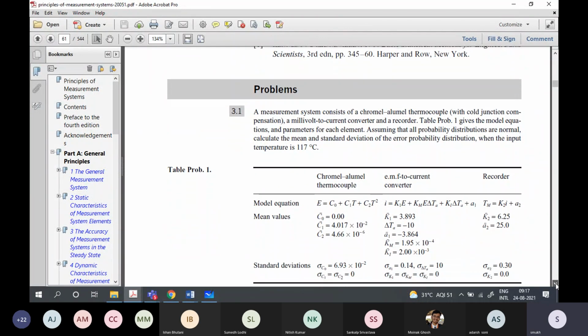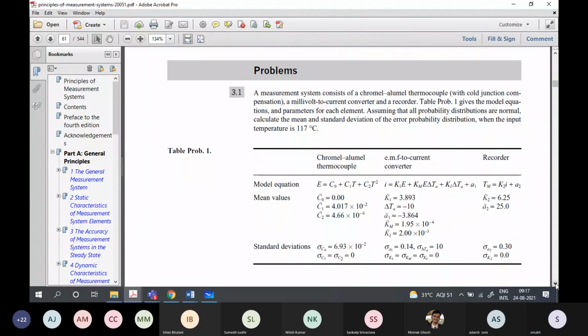So now you see that this same problem is now given like this. Read this problem, 3.1. Now it is given with more data. In place of amplifier, a current converter is given. That's fine. So now read this problem.